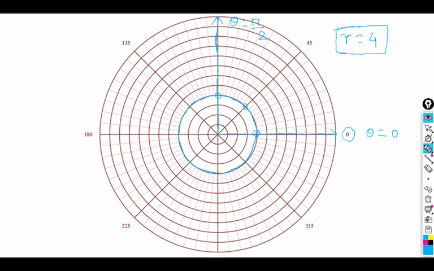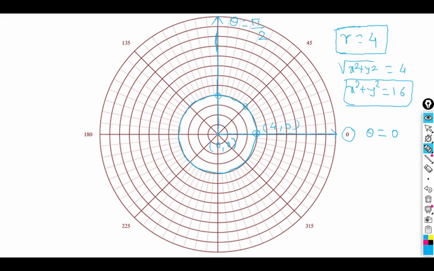So what is r? r is the root of x square plus y square. Root of x square plus y square is 4. So squaring both sides, x square plus y square equal to 16, and you will observe x square plus y square equal to 16 is a circle with center 0 0 and radius 4. So the center is 0 0 here, and the radius is 4 units. So this is the point 4 0. So this way we get the polar curves.